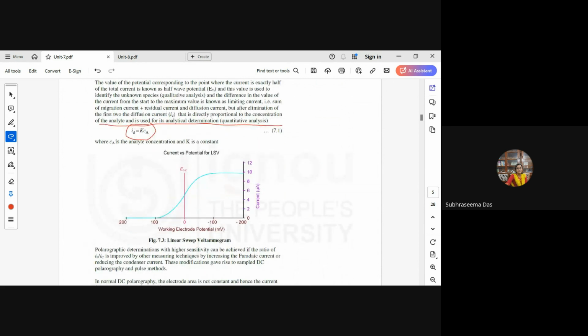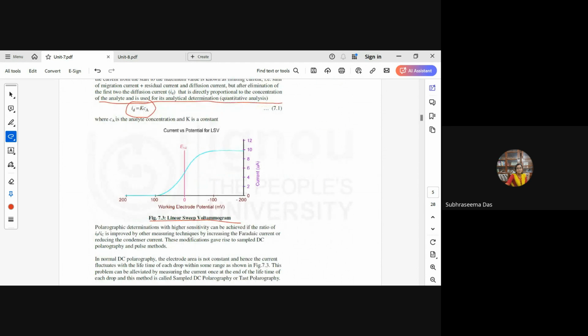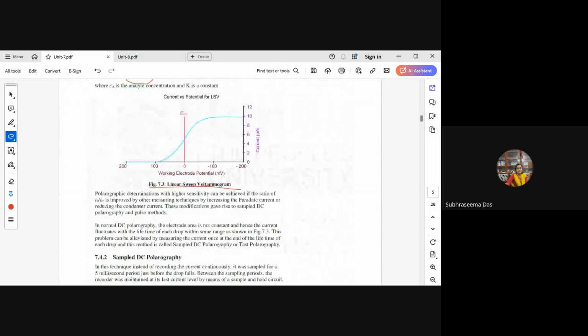So Figure 7.3 represents a simple linear sweep voltammogram of current versus potential, and this is called LSV. The polarographic determinations can be achieved if we further increase the current value and record the change in potential. These modifications improve the ratio of IF by IC, that is the Faradaic current to the condenser current.